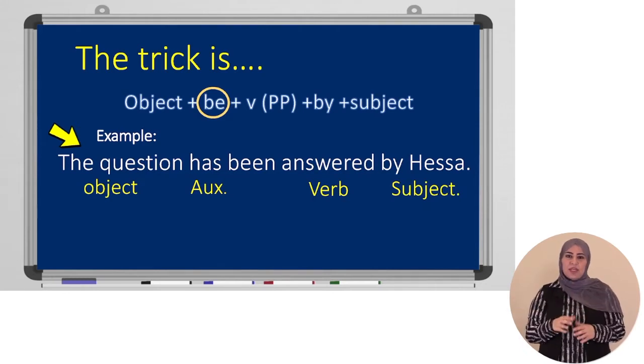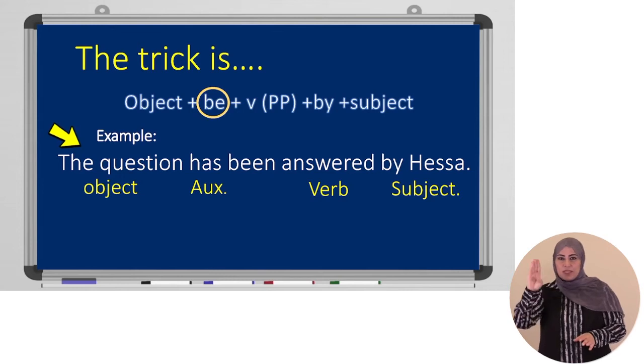Has. What follows has? What follows the auxiliary verb? What do you think? Yes, been follows the auxiliary verb, so it will be the question has been answered by Hilsa. See how easy that is.